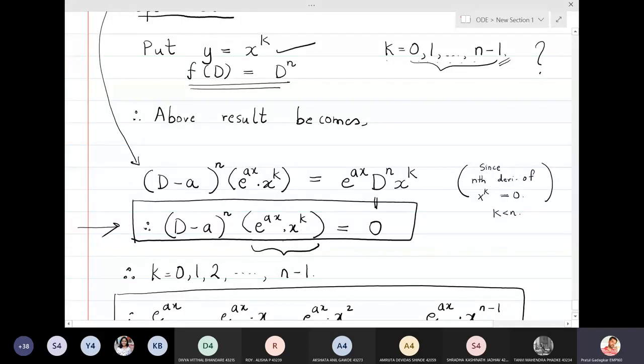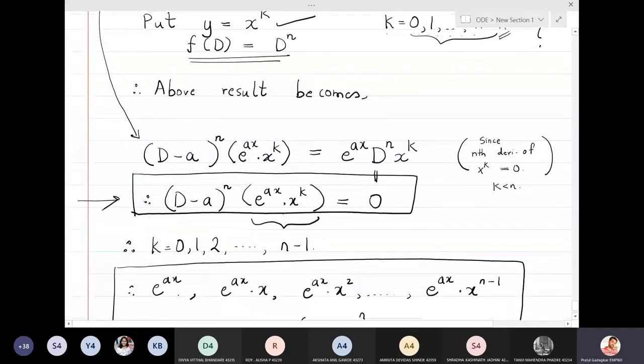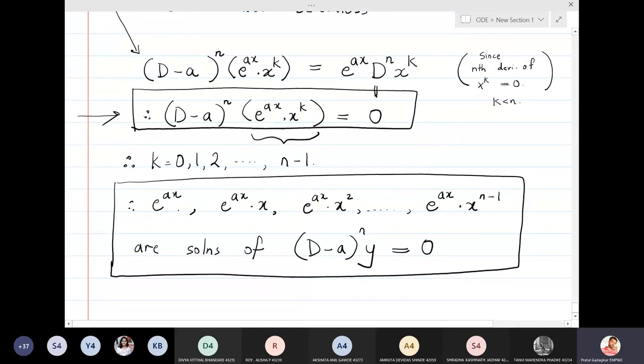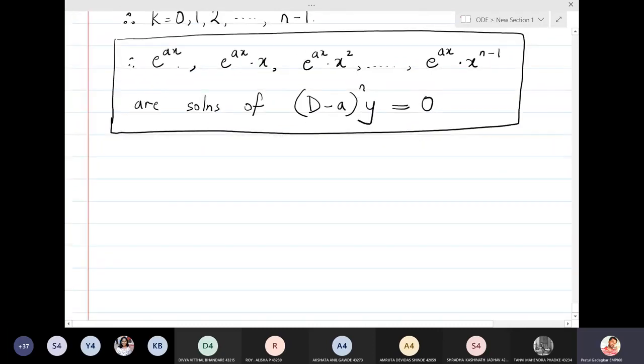When I put k equal to values from 0 to n minus 1, I'm getting e raised to ax, x e raised to ax, x square e raised to ax, up to x raised to n minus 1 e raised to ax, which all become solutions of this differential equation (D minus a) raised to n y equal to 0. Now it is time to apply this and solve a problem. Only then will you understand that what we have done above was so easy. Let us take a very simple question so that everything will be clear.